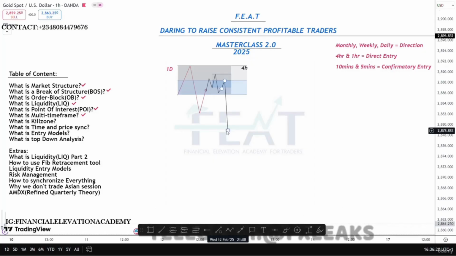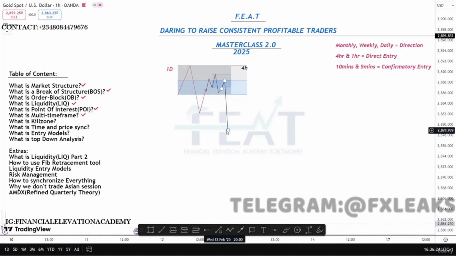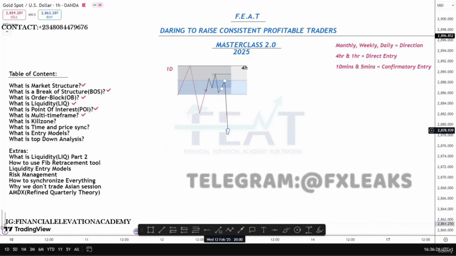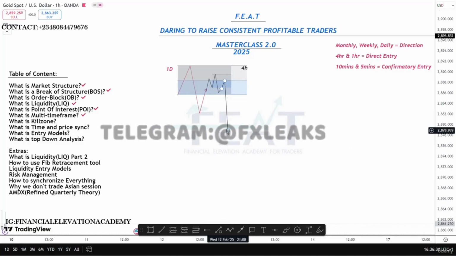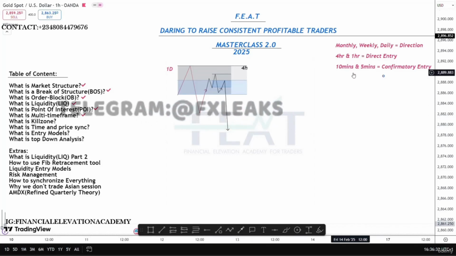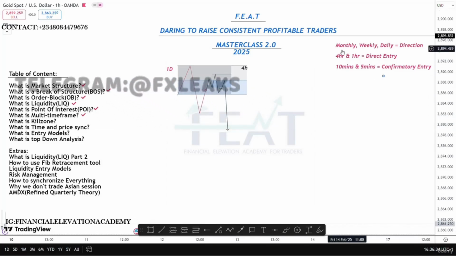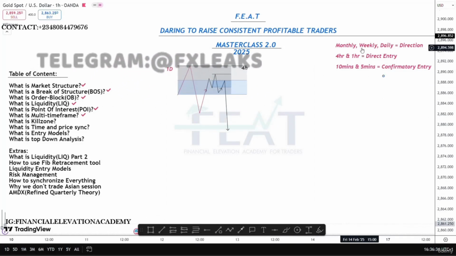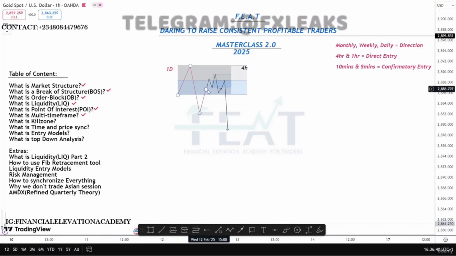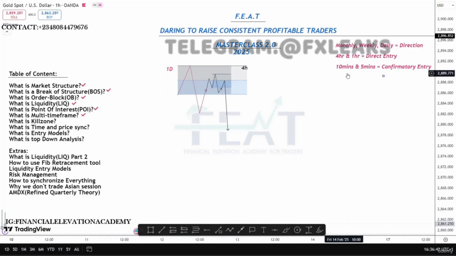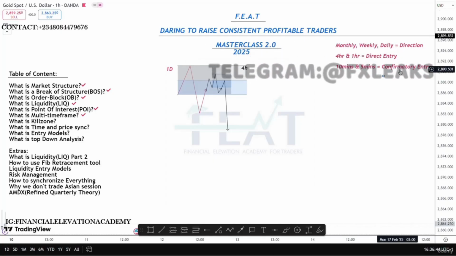Now, moving to our next topic, we'll talk about Killzone, time and price, synchronization, and we'll come back here. So this actually has to do with, this also can cover for our entry models. So understanding the multi-time frame can help you with the entry models a lot.